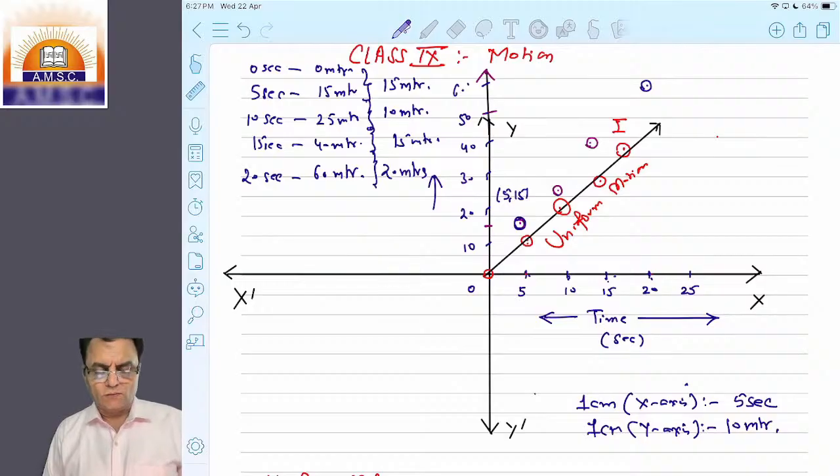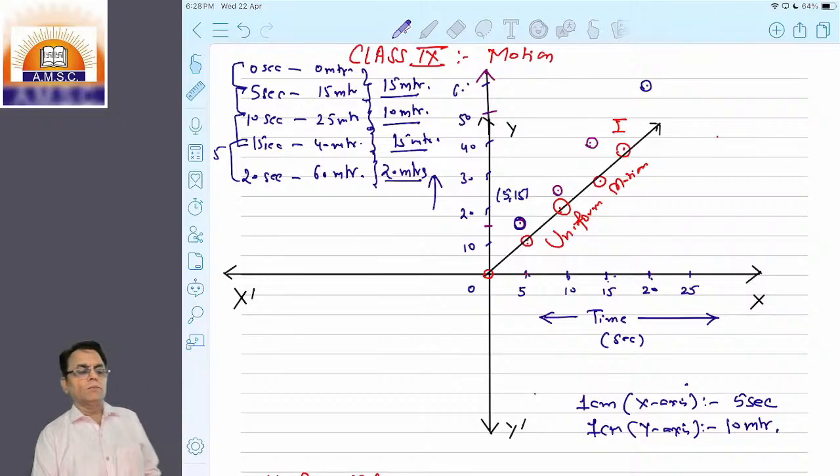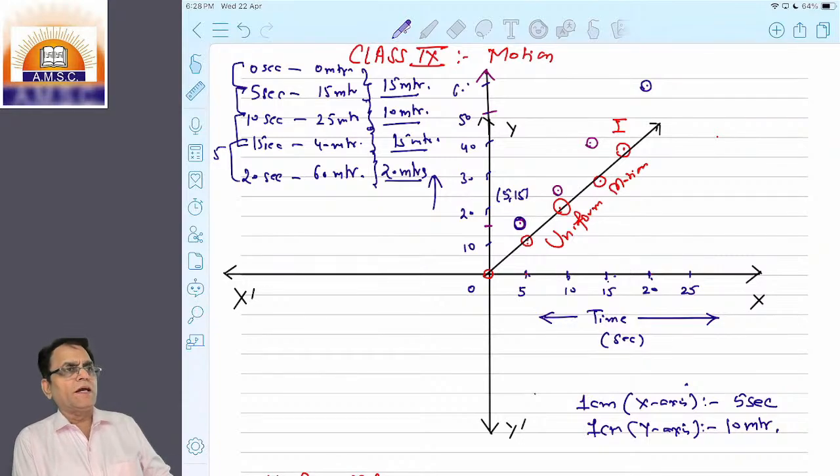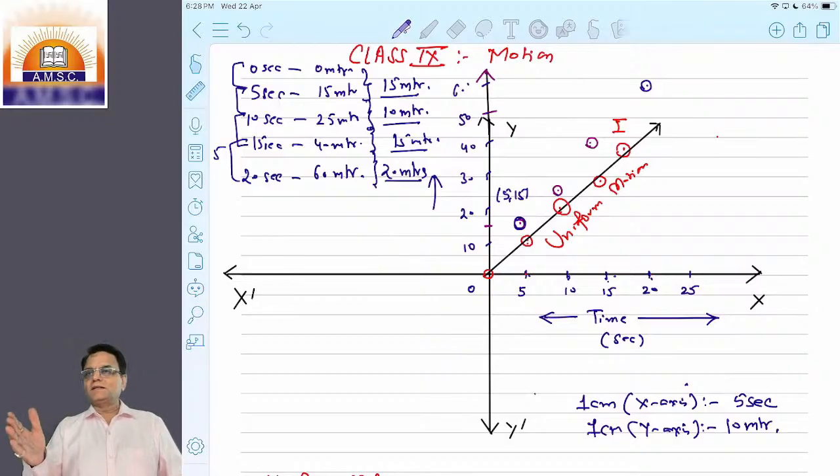So what we see is that when an object covers unequal distances in equal intervals of time, 5 seconds, 5 seconds, 5 seconds, 5 seconds, the object is said to be in non-uniform motion. You should create another graph for non-uniform motion, right? As we are very much clear with coordinate geometry, I would like to represent the uniform motion and non-uniform motion simultaneously on the same graph. Have you understood it? In the first 5 seconds, the distance covered was 15 meters. Right?